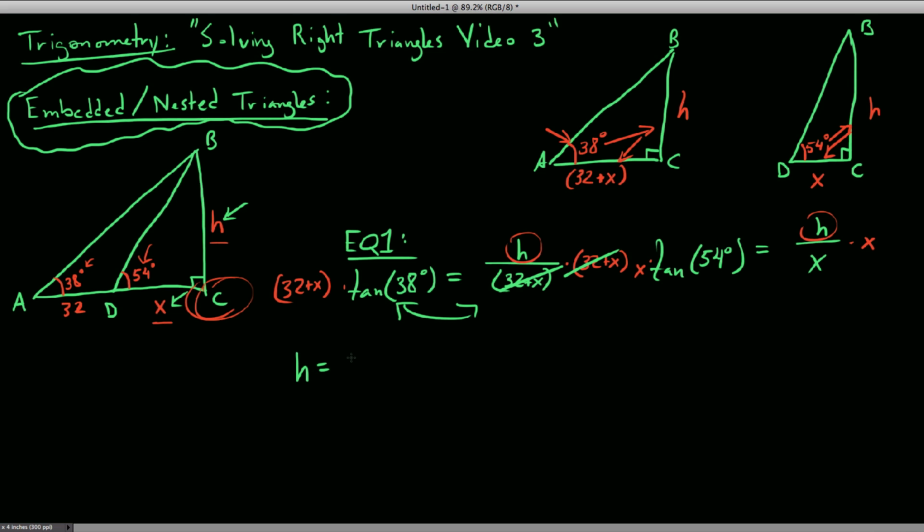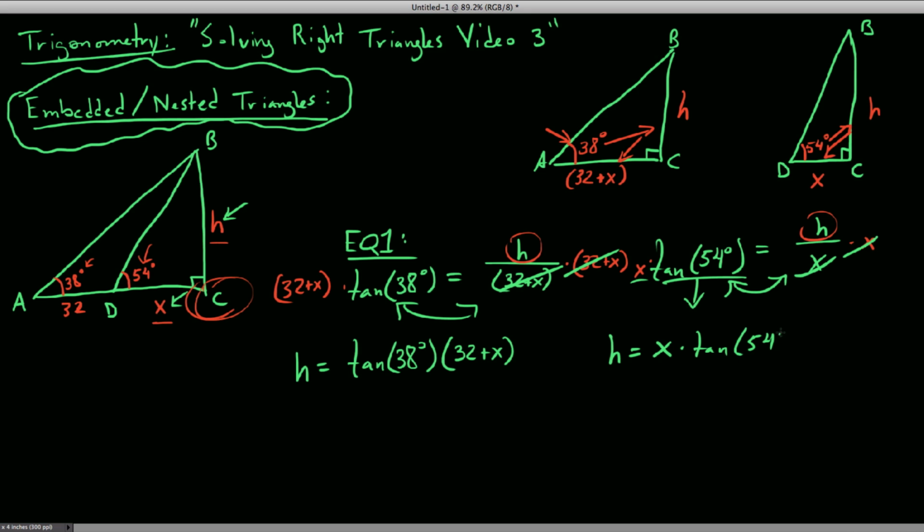And h is actually equal to the tangent of 38 degrees, which I'm going to put in front, times 32 plus x. That's what we had. Now coming over here, you notice we got x times tangent of 54, but these x's canceled. I'm going to switch these sides around as well. So h in this instance equals x times tangent of 54 degrees.